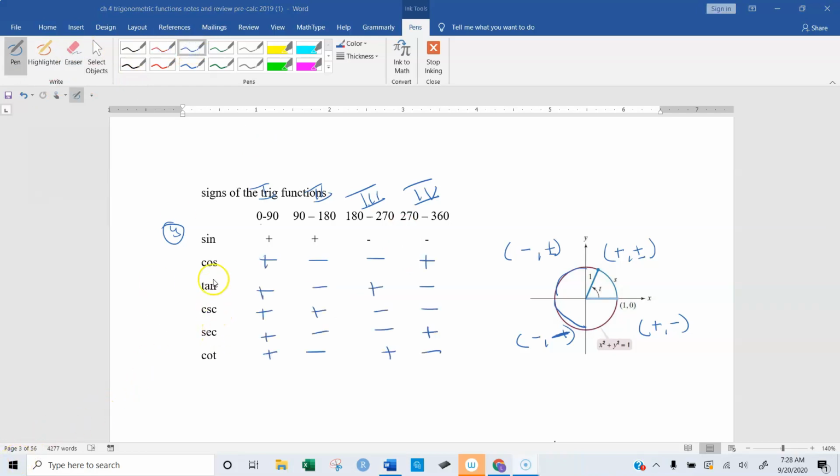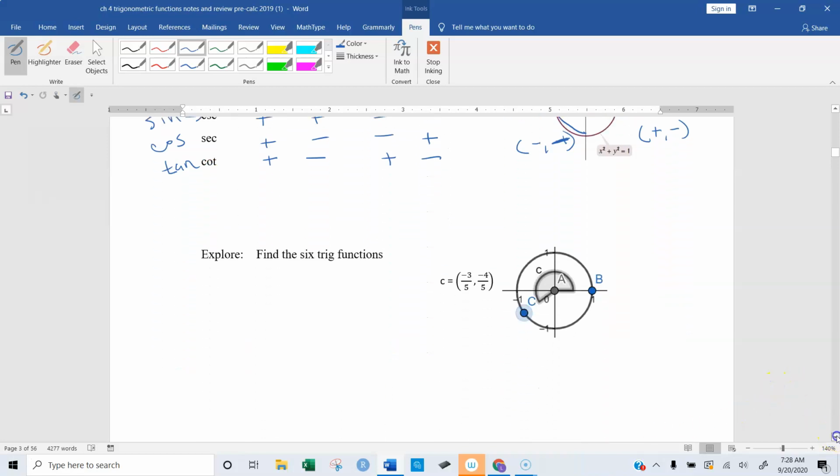Okay, I hope you did a good job. Cosine, we realize, is the x value, so you look at the x value. X is positive in the first and fourth quadrants, negative in the second and third. Tangent, you're dividing these two. Positive divided by positive is positive. Positive divided by negative is negative. Negative divided by negative is positive. Negative divided by positive is negative. Cosecant should be the exact same as the sine. Secant is the same as the cosine, and cotangent is the same as the tan. Those are just reciprocals, so the sign does not change.